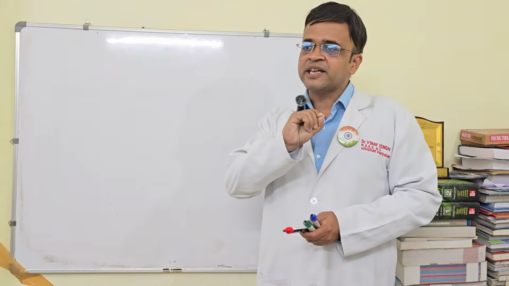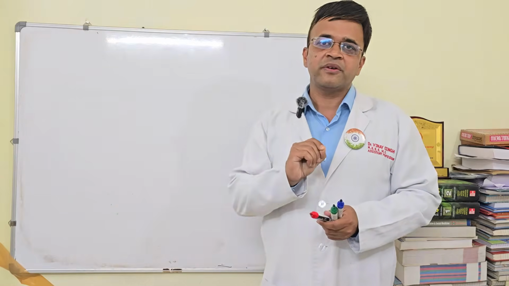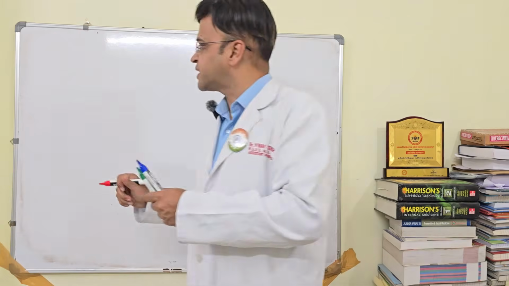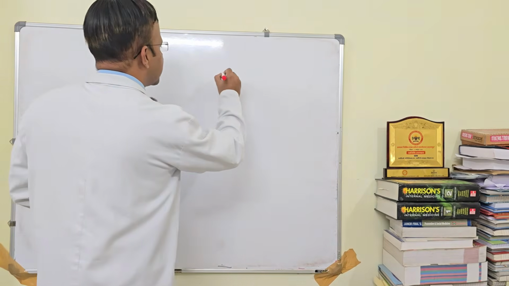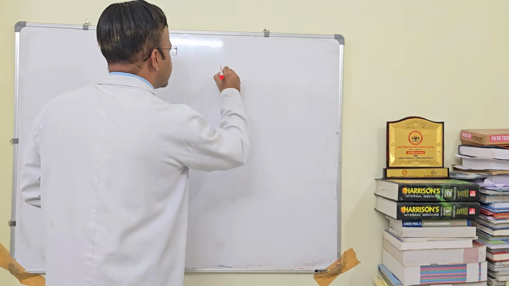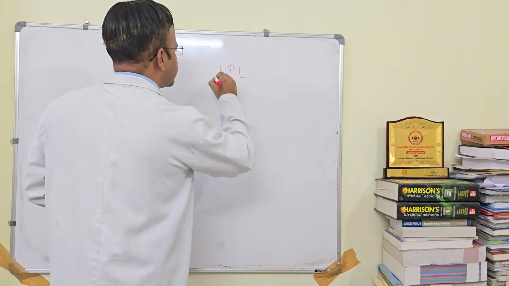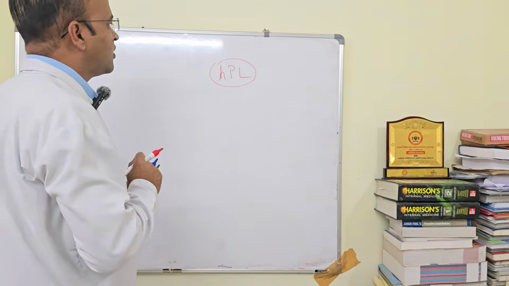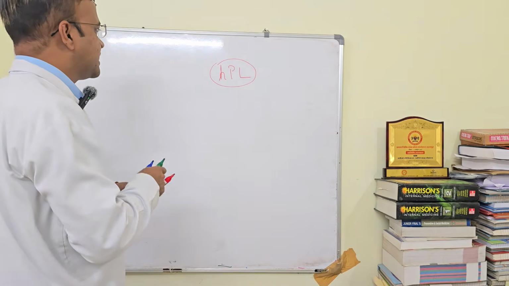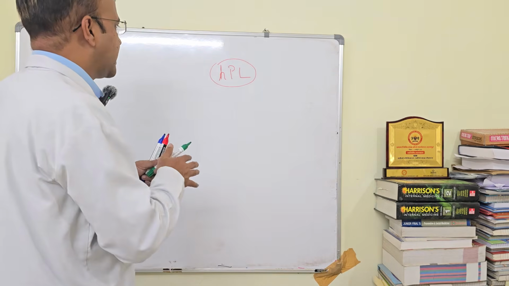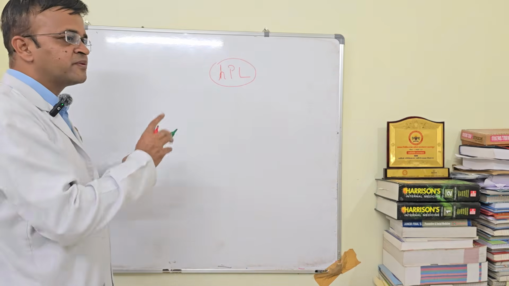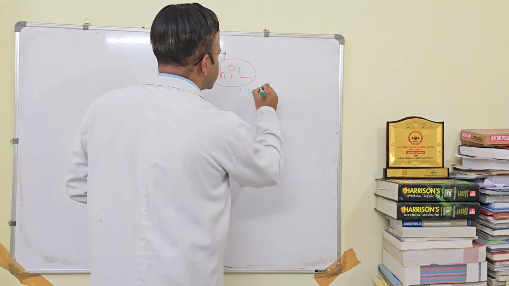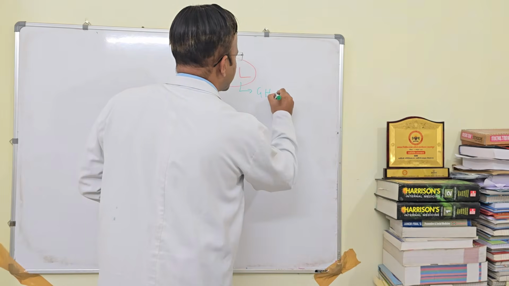If we take the case of gestational diabetes, one hormone secreted by the placenta is very important, and the name of that hormone is human placental lactogen, HPL. This hormone is very important in the pathophysiology of gestational diabetes. The molecular structure of this hormone is very similar to growth hormone and prolactin.